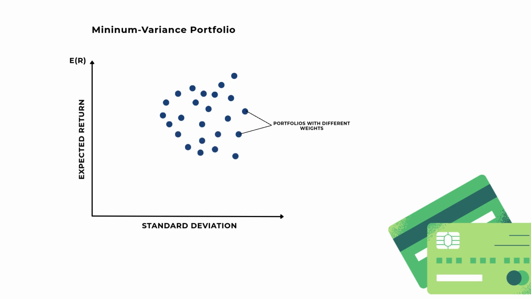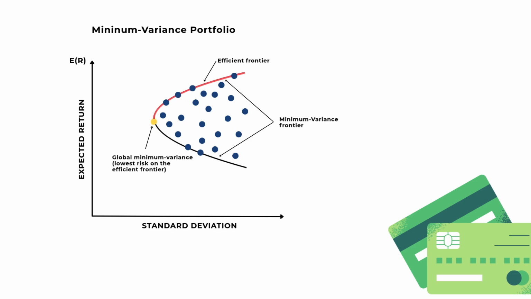So the dots that you see on the screen right now are all of the portfolios with different weight assignments, and all of these portfolios are surrounded by a curve, which is the minimum variance frontier. And the efficient frontier is just the top portion of this curve above the global minimum variance portfolio.